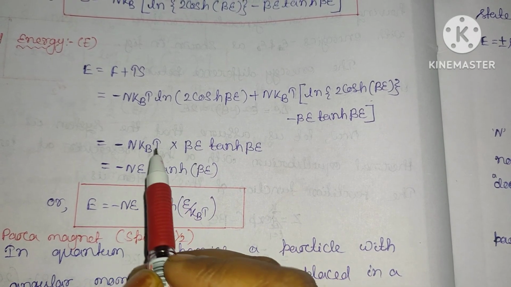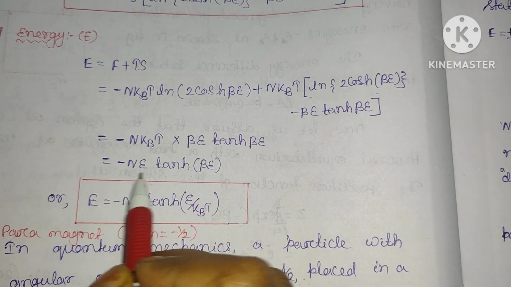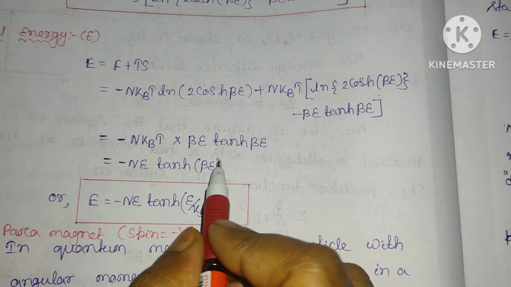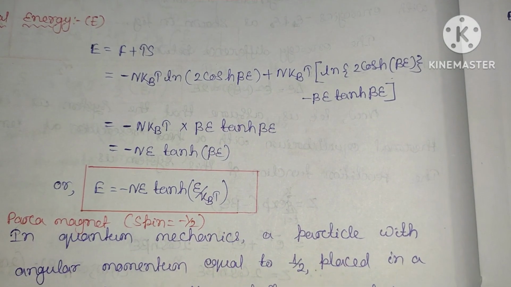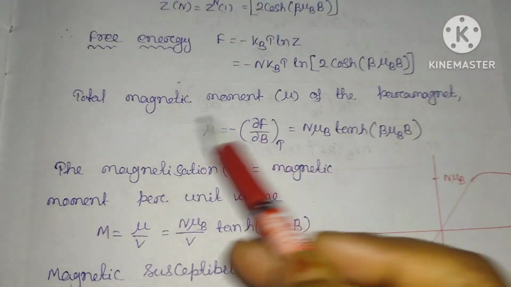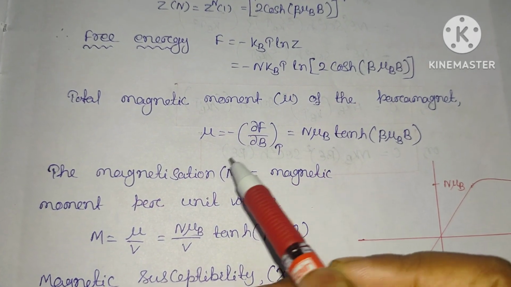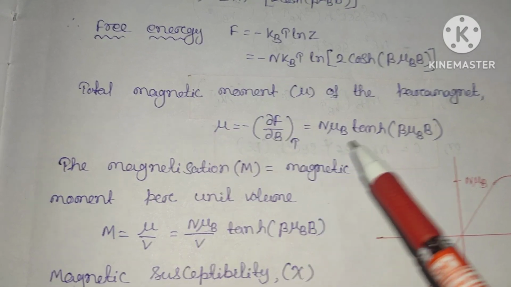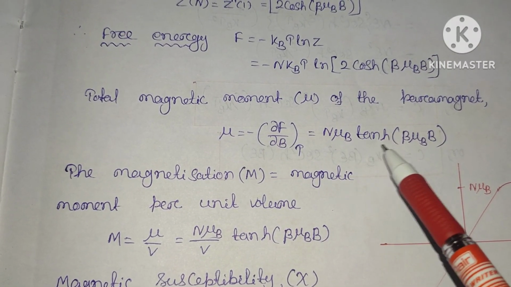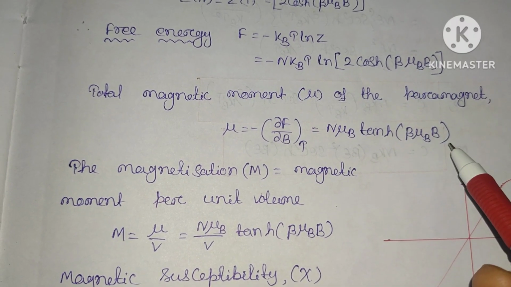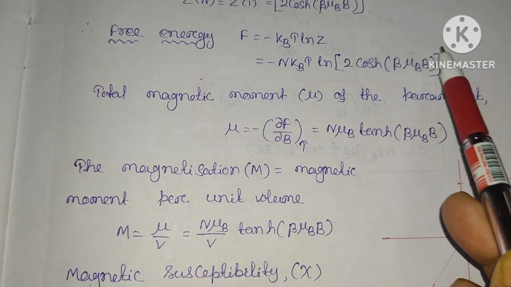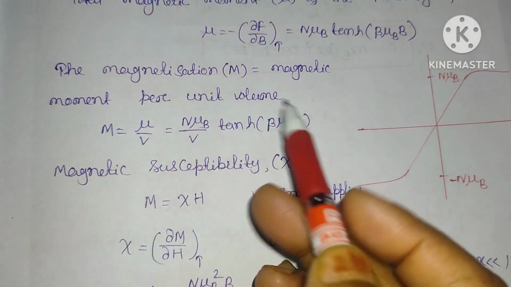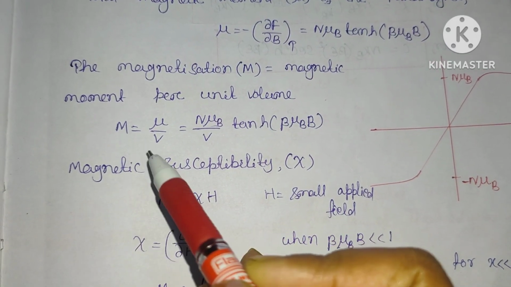This β is 1/kT, here kT, they will get cancelled. So the remaining will be minus nε tanh βε, or you can write in place of β, this is 1/kT. So for the total magnetic moment of the paramagnet, we can calculate μ equal to minus ∂F/∂B at constant T, that will be simply nμB tanh βμB into B. Okay, derivative with respect to β.